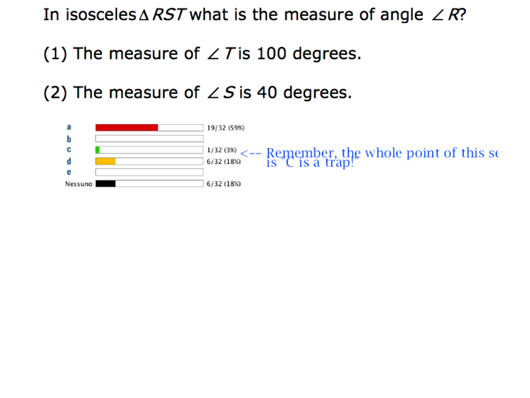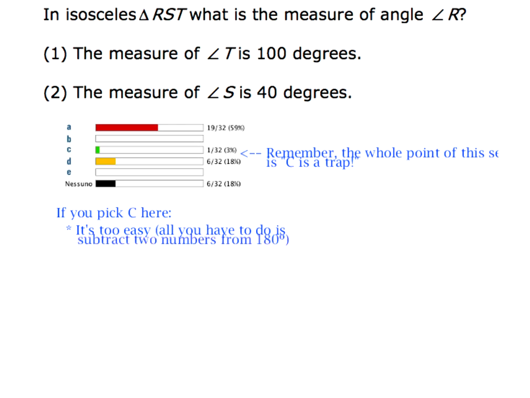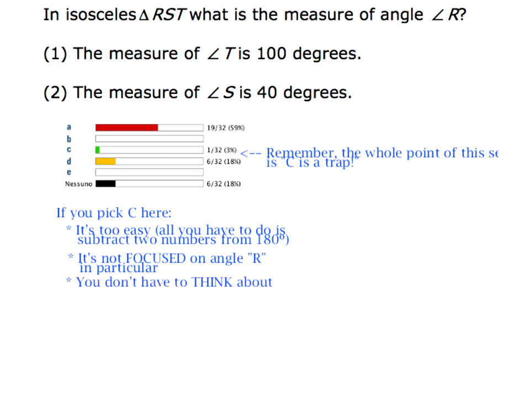If you pick C here, then again, it's too easy. All you have to do is subtract two numbers from 180. And it's not focused on angle R in particular. And then you don't have to think about the fact that the triangle is isosceles.